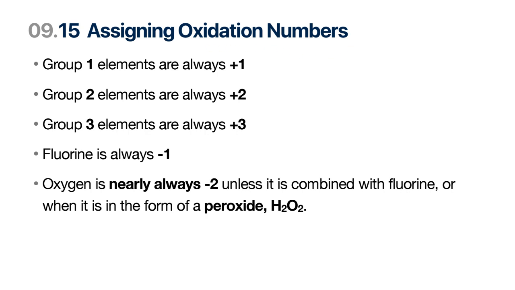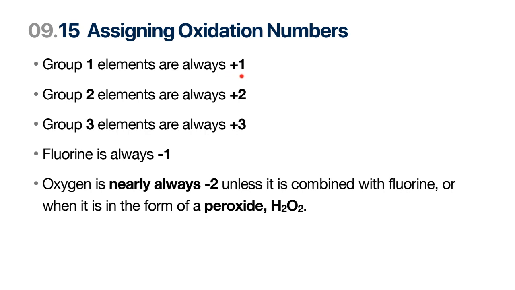Now, some quick references. Group 1 elements are always +1. Well, you already know that they have a positive charge. They can only form ions with a positive charge when they're bonded to something which is not themselves. If they're in ionic form, it'll be +1 all the time. Now don't get confused.